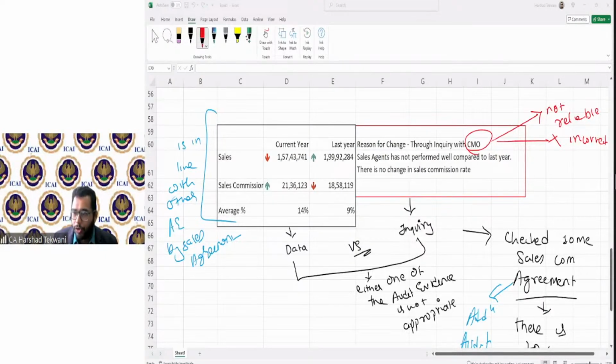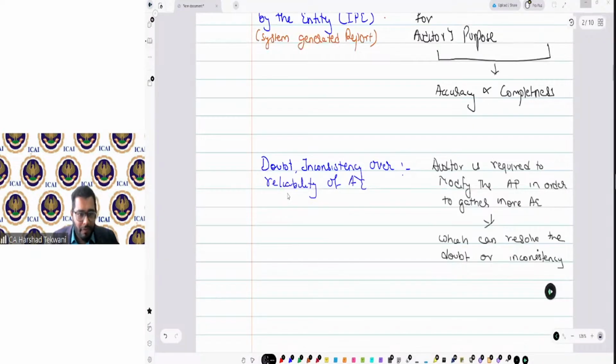Correct, Tanisha. Correct, Manoj. Very good. So, when there is a doubt or inconsistency over the reliability of the audit evidence, I need to modify my audit procedures to gather more audit evidence, like checking the sales agreement or something like that, which can resolve the doubt or inconsistency, and accordingly, I need to further amend my audit procedures.